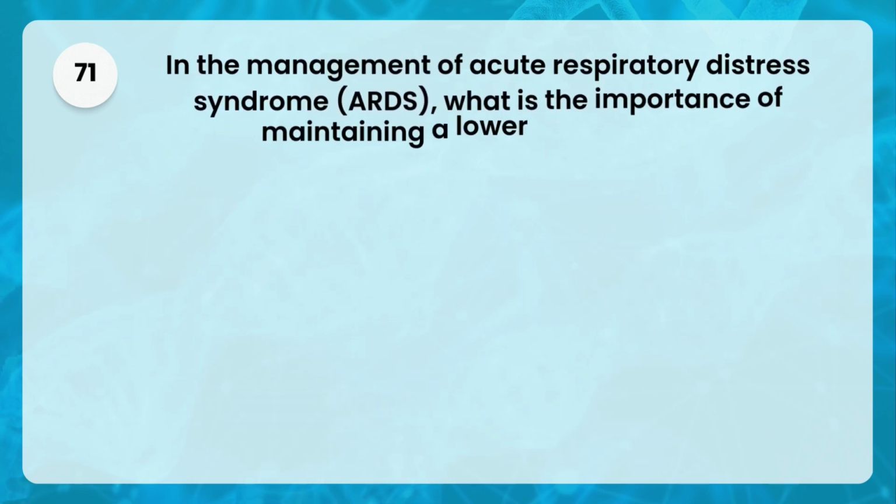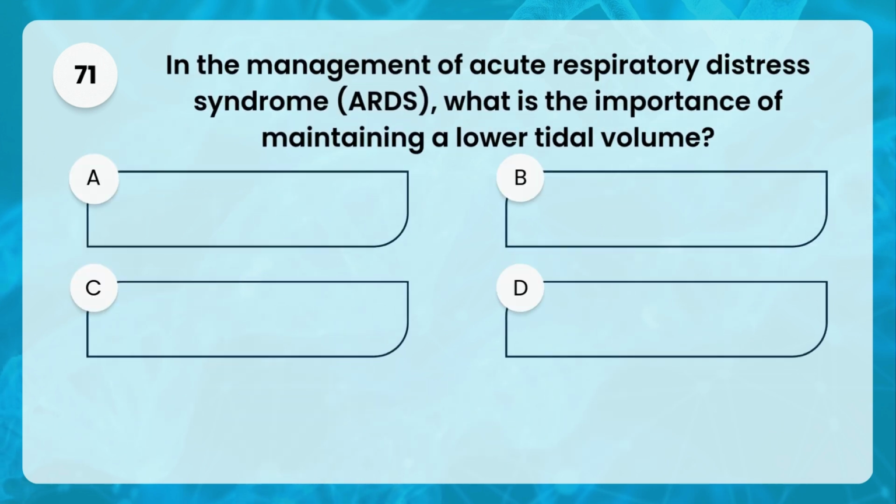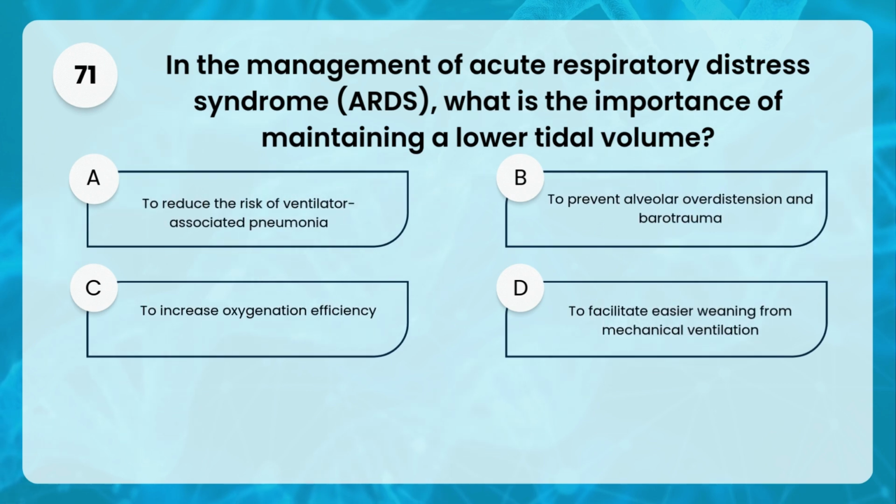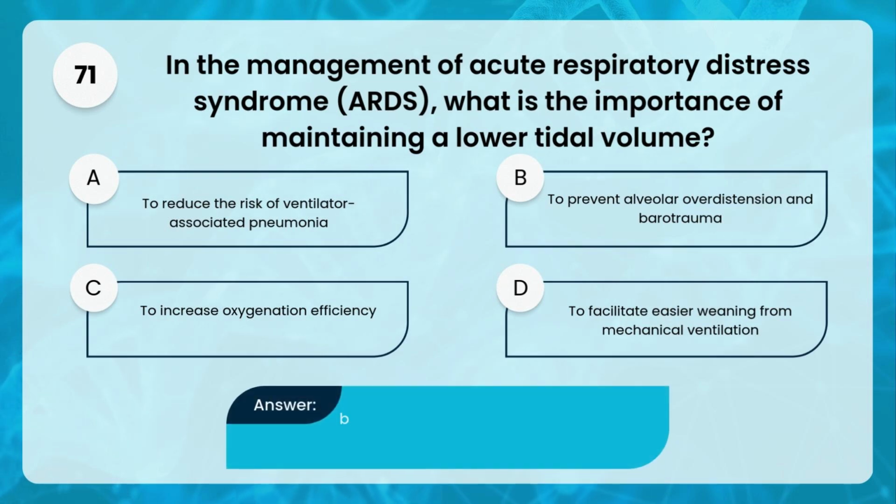71. In the management of acute respiratory distress syndrome, ARDS, what is the importance of maintaining a lower tidal volume? A. To reduce the risk of ventilator-associated pneumonia. B. To prevent alveolar overdistension and barotrauma. C. To increase oxygenation efficiency. D. To facilitate easier weaning from mechanical ventilation. The answer is B. To prevent alveolar overdistension and barotrauma.